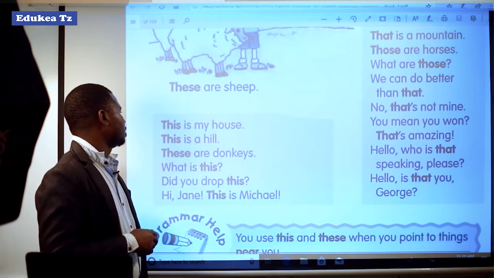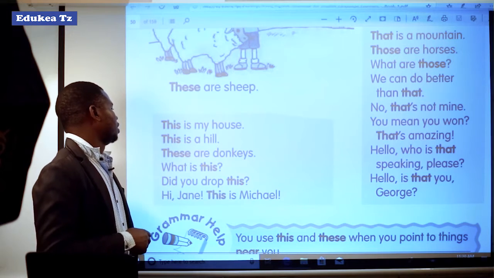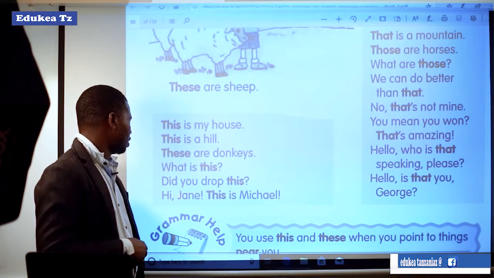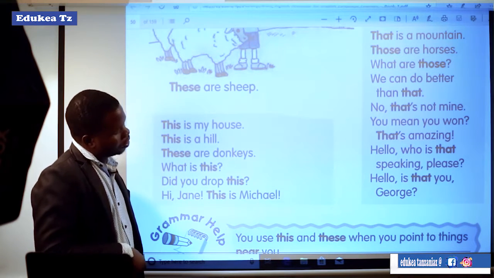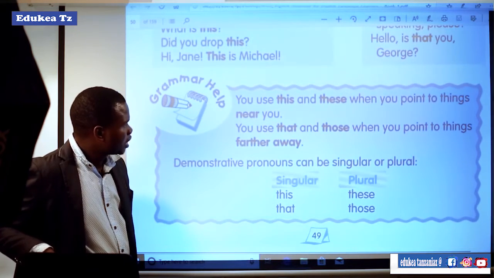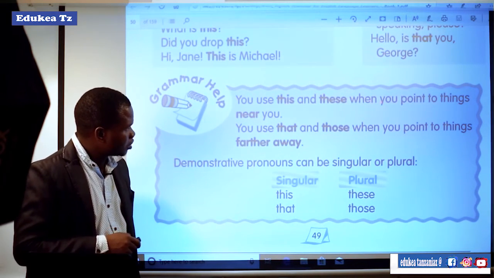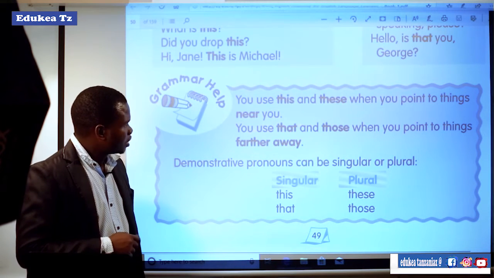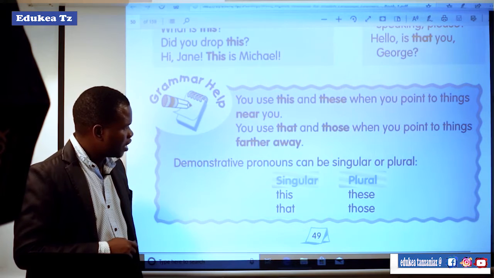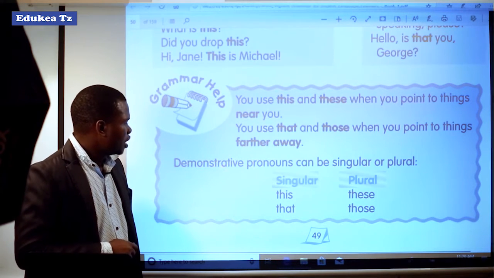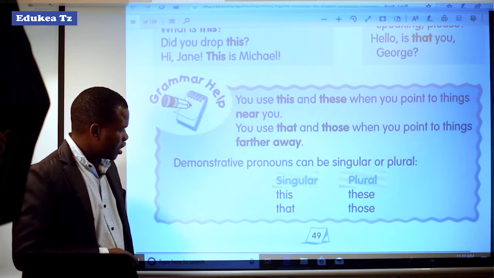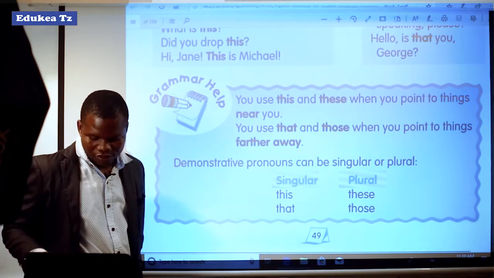And here, this is my house, this is a hill, these are donkeys. What is this? Did you drop this? Hi Jen, this is Michael. So these are demonstratives. You use this and these when you point to things near you. You use that and those when you point to things farther away. Demonstrative pronouns can be singular or plural, whereby this, that are singular, while these, those are plural.